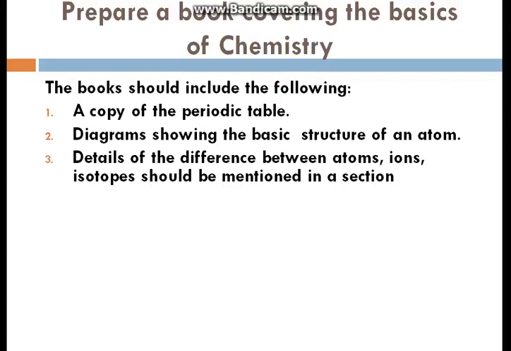Third, details of the difference between atoms, ions, isotopes should be mentioned in a section. Also, try to see that you're able to convert an atom into an ion and an ion back into an atom. Also, not only writing about the differences is important, also being able to give an example of the same is essential. So try writing down 3 to 4 examples of elements along with the isotopes. And when you write the symbols of ions, observe carefully the charges above them.